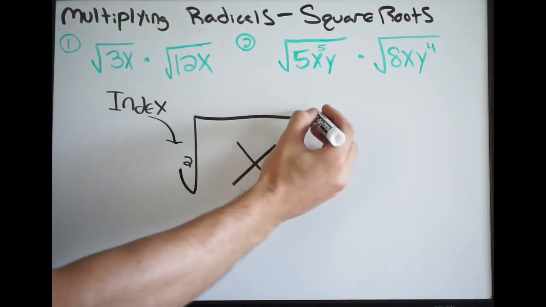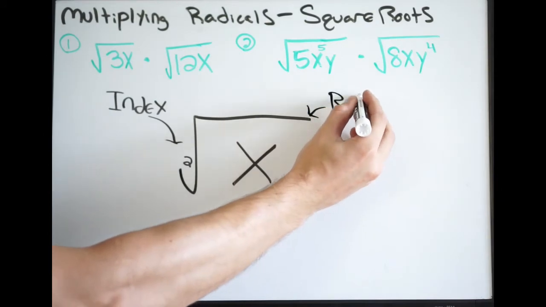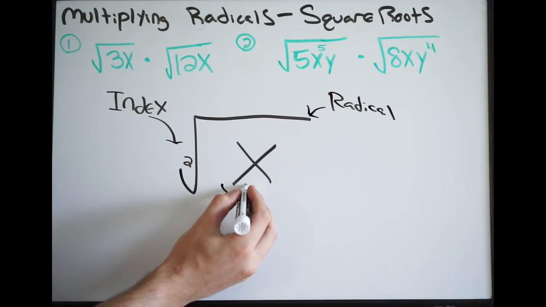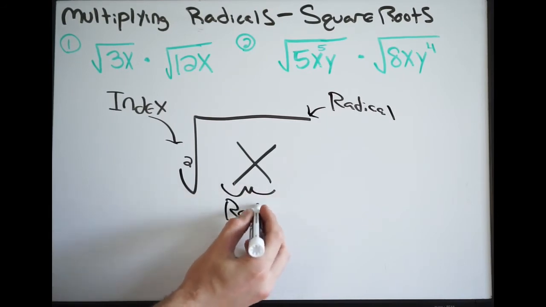Now this check mark is called our radical, and the part underneath our radical is called our radicand. In this case, it would be x.